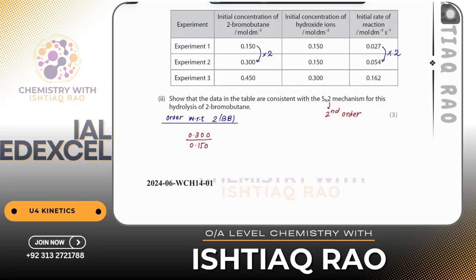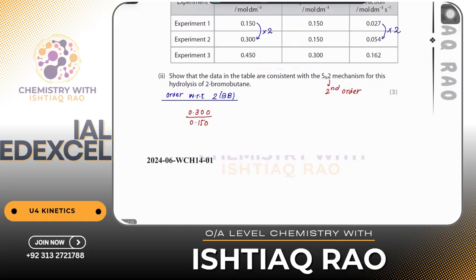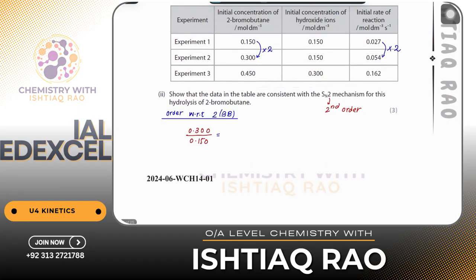If you remember, I told you, when we double the concentration and the rate also doubles, it means that the reaction is first order. So I am supposed to write this is going to be first order, right? So you can also solve like that.